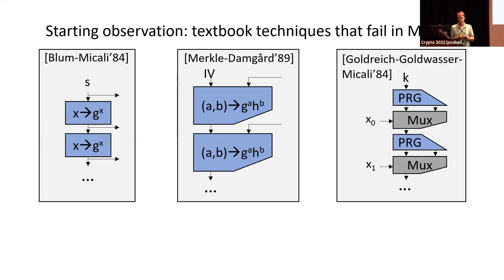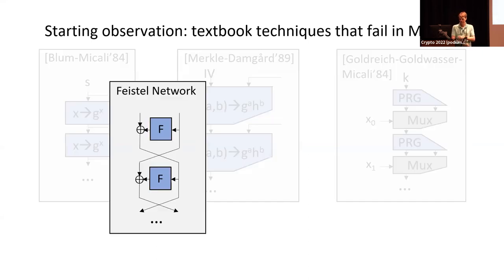If we try to build the Goldreich-Goldwasser-Micali pseudorandom function from PRGs, and our PRG was built from a group, we're going to run into the same problem. The output of the PRG is probably going to be a group element, but the inputs are probably going to be integers. So somehow we need to go from group elements to integers.